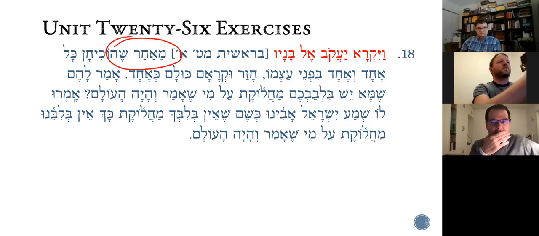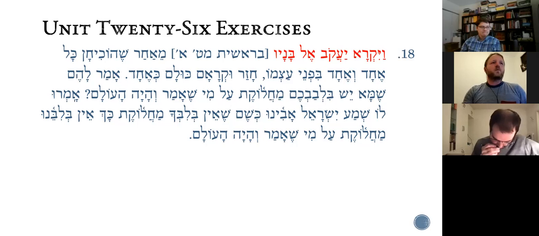I think using l'hochiach here is to reprove, like to tell them. Me'achar she normally means since he had reproved them, each and every one individually, he called them again, all of them as one. He called them all together as one.